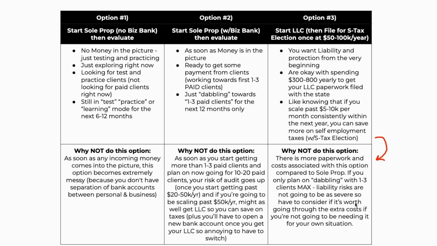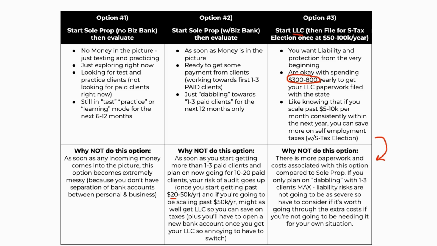And it might not actually be worth it for you to have all these extra costs if you don't have that many more clients, right? But if you're like, you know what? I'm probably going to have maybe more than 20,000 and I'm going to start off with the LLC. My only cost is going to be $300 to $800 a year. And then once I get past $50,000 a month, I can then go ahead and actually get that S-Corp tax election, which again comes with some additional costs because you have a second tax return. But again, that is option number 3.